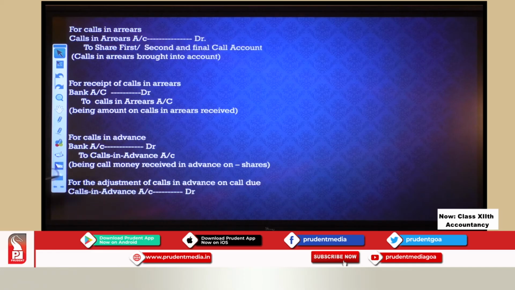Calls in advance account debit. See, I had created that liability there and I had said to calls in advance. Now I want to close it. That was a credit balance there. To clear that credit balance, what do I have to do? I have to debit. So I am debiting calls in advance account.